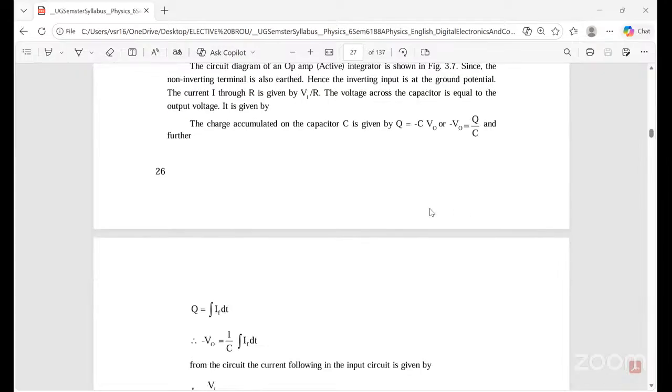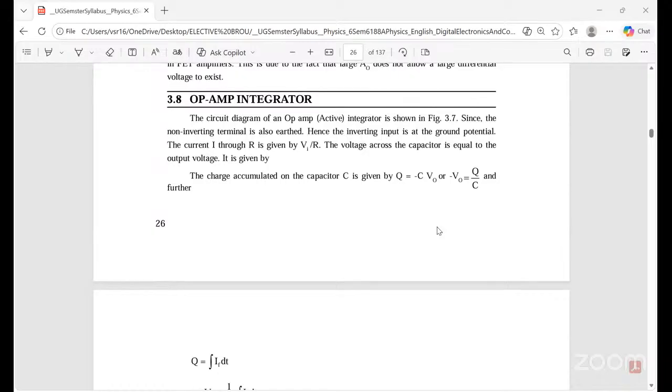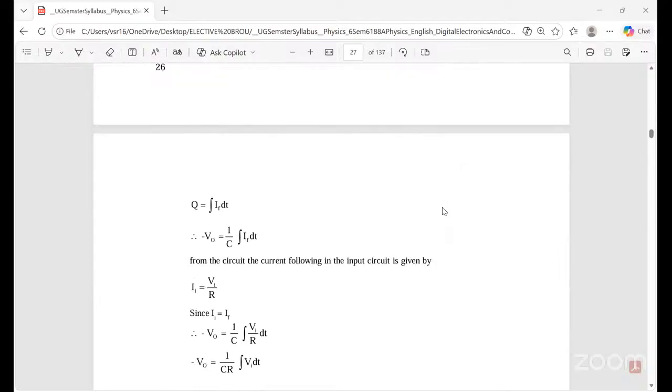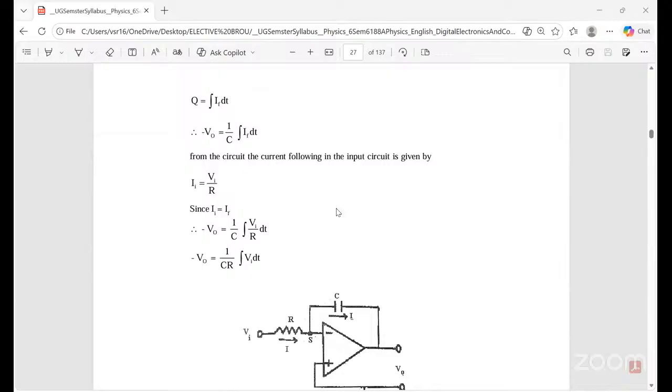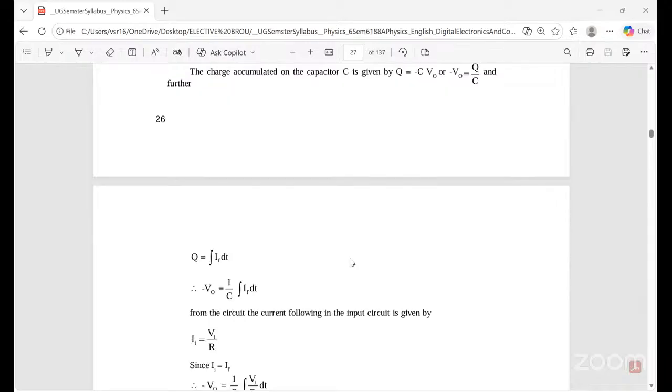You know pretty well the capacitance formula: the ratio of the magnitude of the charge to the voltage, C equals Q by V, the potential difference between the plates of the capacitor. So Q equals C V naught, where V naught is the output voltage, V naught equals Q by C. But you know the charge Q equals I T, because I equals Q by T.